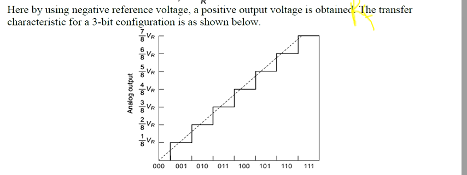ഓക്കെ, അപ്പോൾ ഈ വെയ്റ്റഡ് റെസിസ്റ്റർ ടൈപ്പ് DAC, ആ സർക്യൂട്ട് ഡയഗ്രാം, ആ 3 എക്സാമ്പിളും വെച്ചിട്ട് വേണം എക്സ്പ്ലെയിൻ ചെയ്യാൻ. ദെൻ ഈ ഗ്രാഫ്, സർക്യൂട്ട് ഡയഗ്രാം. അതാണ് ഈ ലെക്ചറിൽ ഇൻക്ലൂഡ് ചെയ്തിട്ടുള്ളത്. ഓക്കെ, താങ്ക് യു.